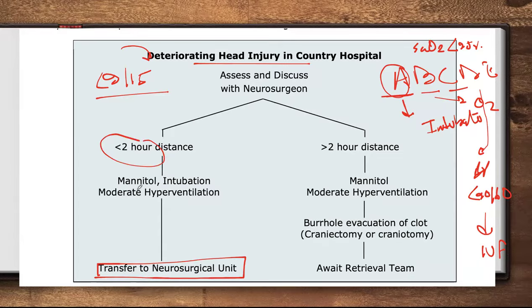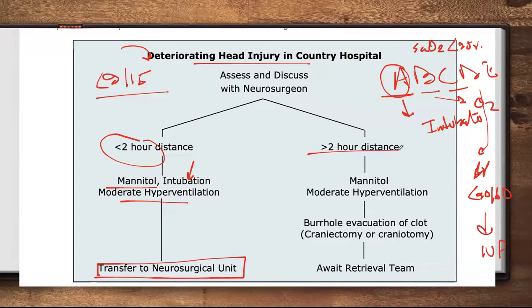While you arrange the transfer, you can reduce the raised intracranial pressure, because a head injury patient will have some raised intracranial pressure because they are bleeding inside or outside their brain. So what to do? Intubation we have done. We can give them mannitol. If their blood pressure is elevated, we will try to reduce the blood pressure gradually. Sometimes moderate hyperventilation can help with reduction of the raised ICP. Okay, so these are the things that we are going to do while we are waiting for the air ambulance to arrive.